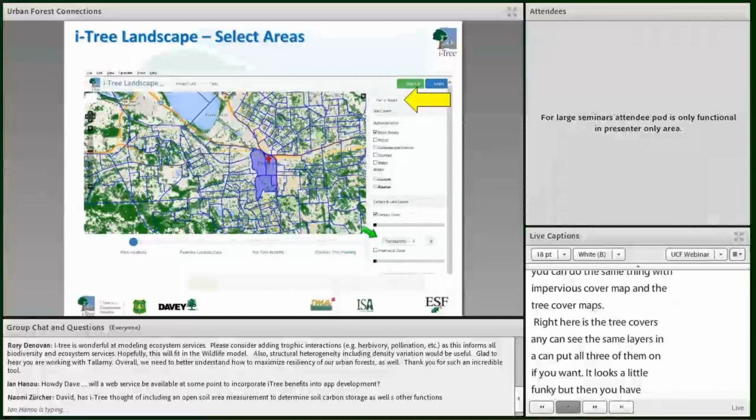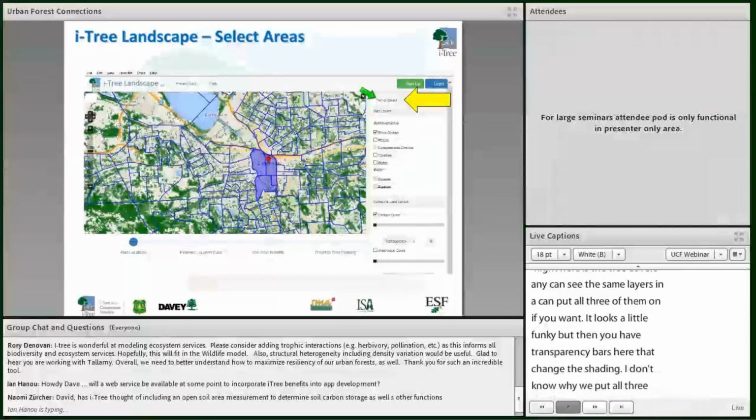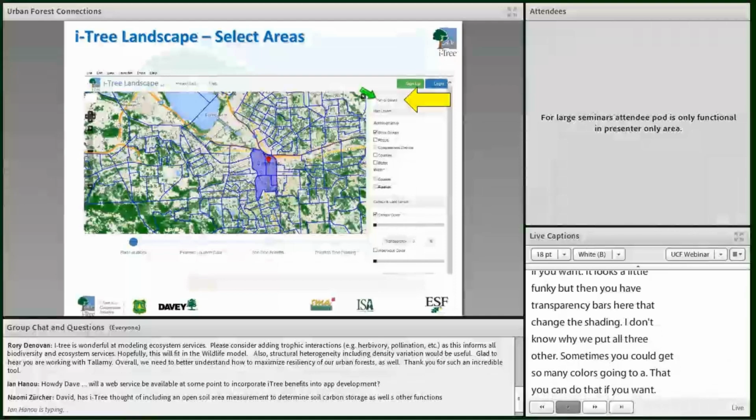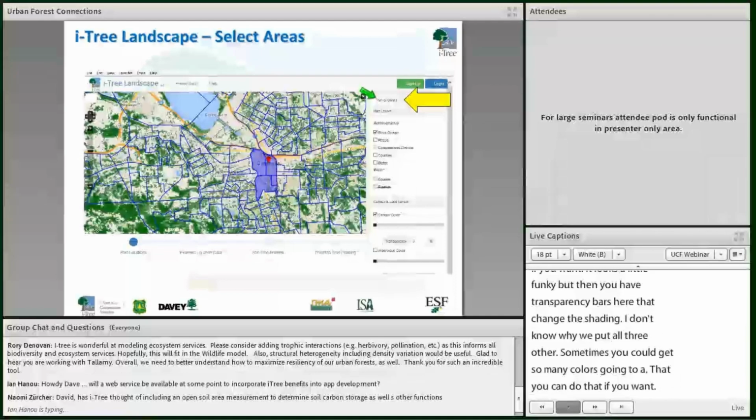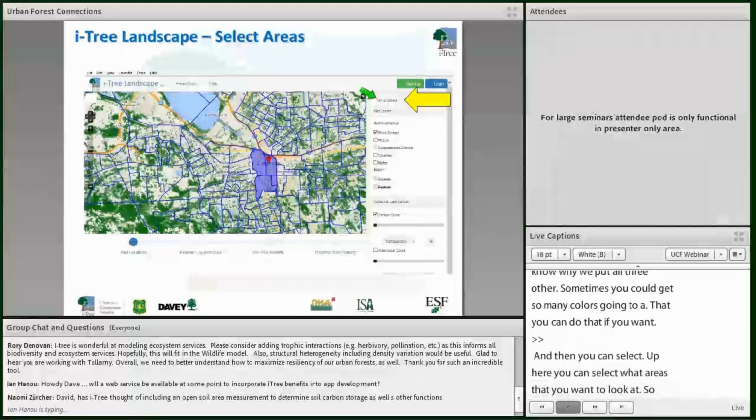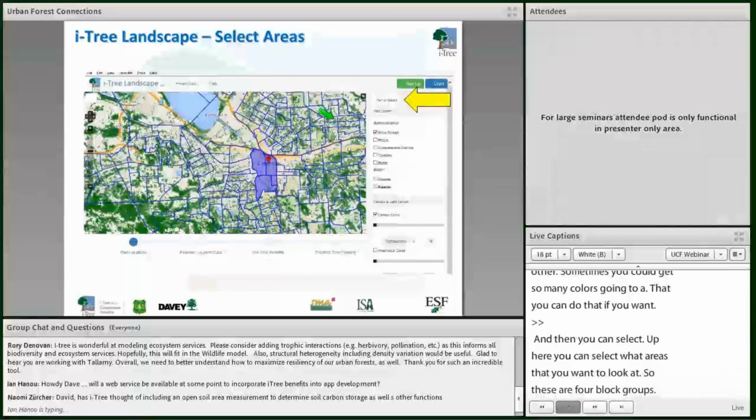And then you can select up here what areas you want to look at. So these are 4 block groups. You can also do drag and click. You can drag and click your mouse and create a box, and everything within that box will be highlighted. So you can do these zoom selections.